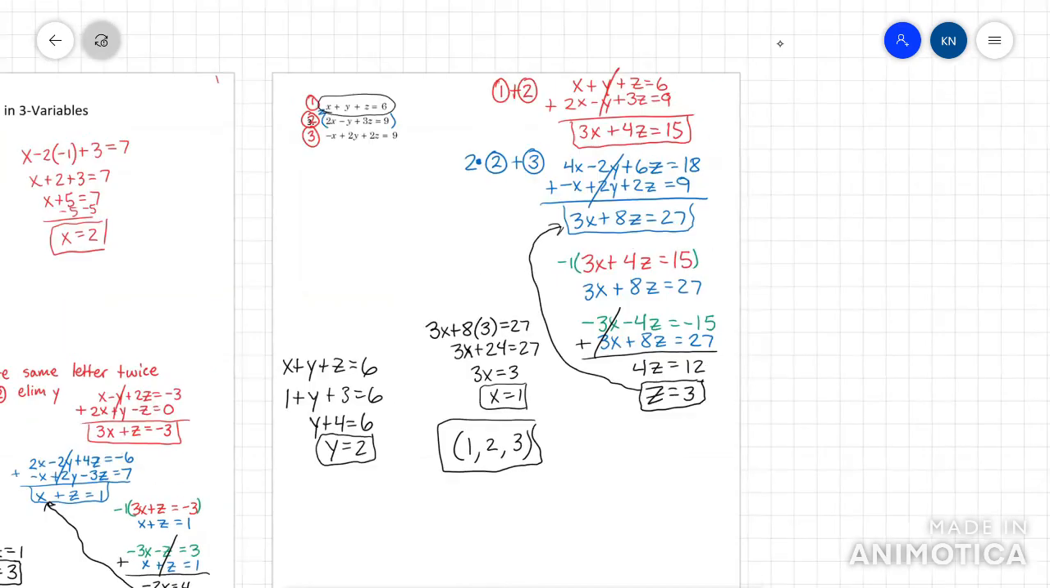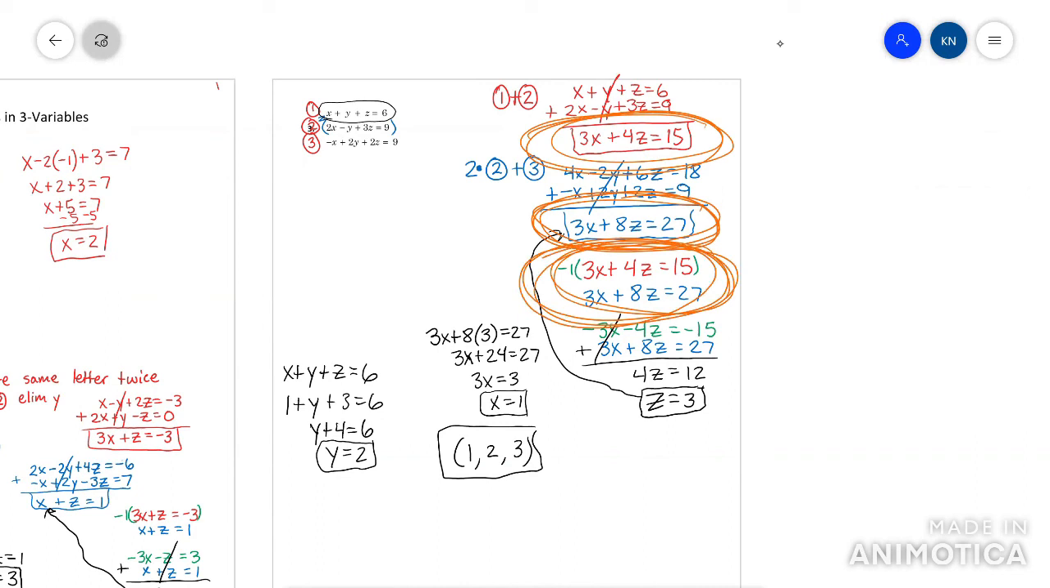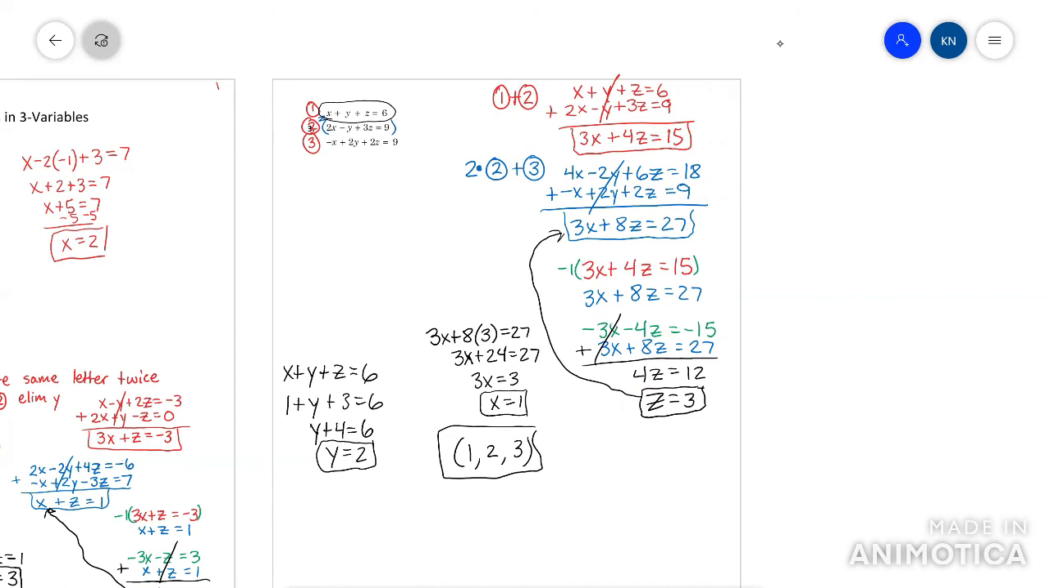So the key is red and blue. You need to eliminate the same letter twice. I eliminated Y twice, here and here. Once you've eliminated it twice, you're going to have two equations that are your results, red and blue here. You need to add them to each other and eliminate another letter. I went with X, that's the green part. Then once you have one letter, like Z equals 3 or something, plug it into another equation, get your other letter, like X equals 1, then plug both of those into one of your original equations, get your third answer, write your answer as an XYZ coordinate.